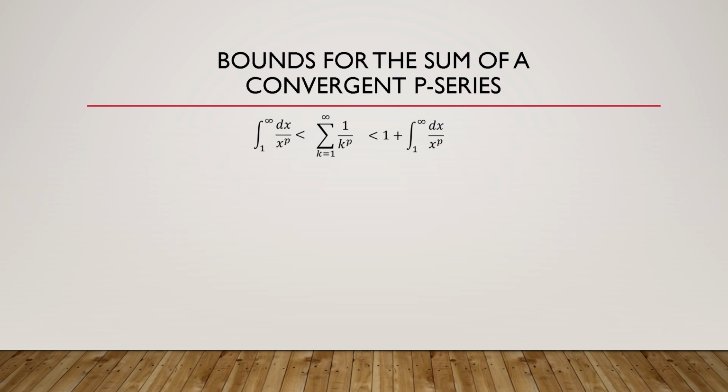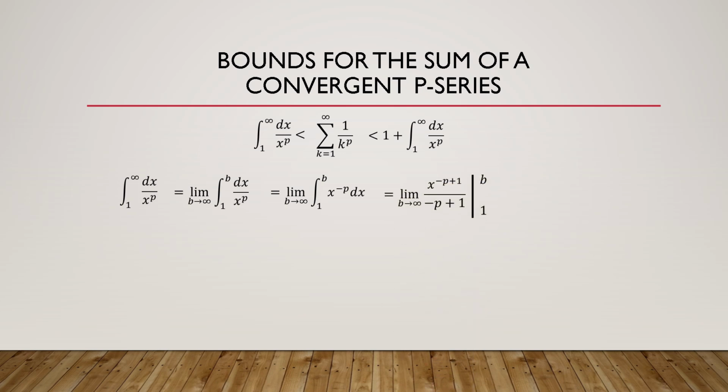From our compound inequality, we solve the integral, which is equal to the limit, as b approaches infinity, of the integral from 1 to b of dx over x to the p. For simplicity's sake, we can express this integral as x to the negative p dx so that we can use the power rule. When we take the integral, we get the limit as b approaches infinity of x to the negative p plus 1 over negative p plus 1 evaluated from 1 to b. This gives us the limit as b approaches infinity of b to the 1 minus p over 1 minus p, minus 1 over 1 minus p.